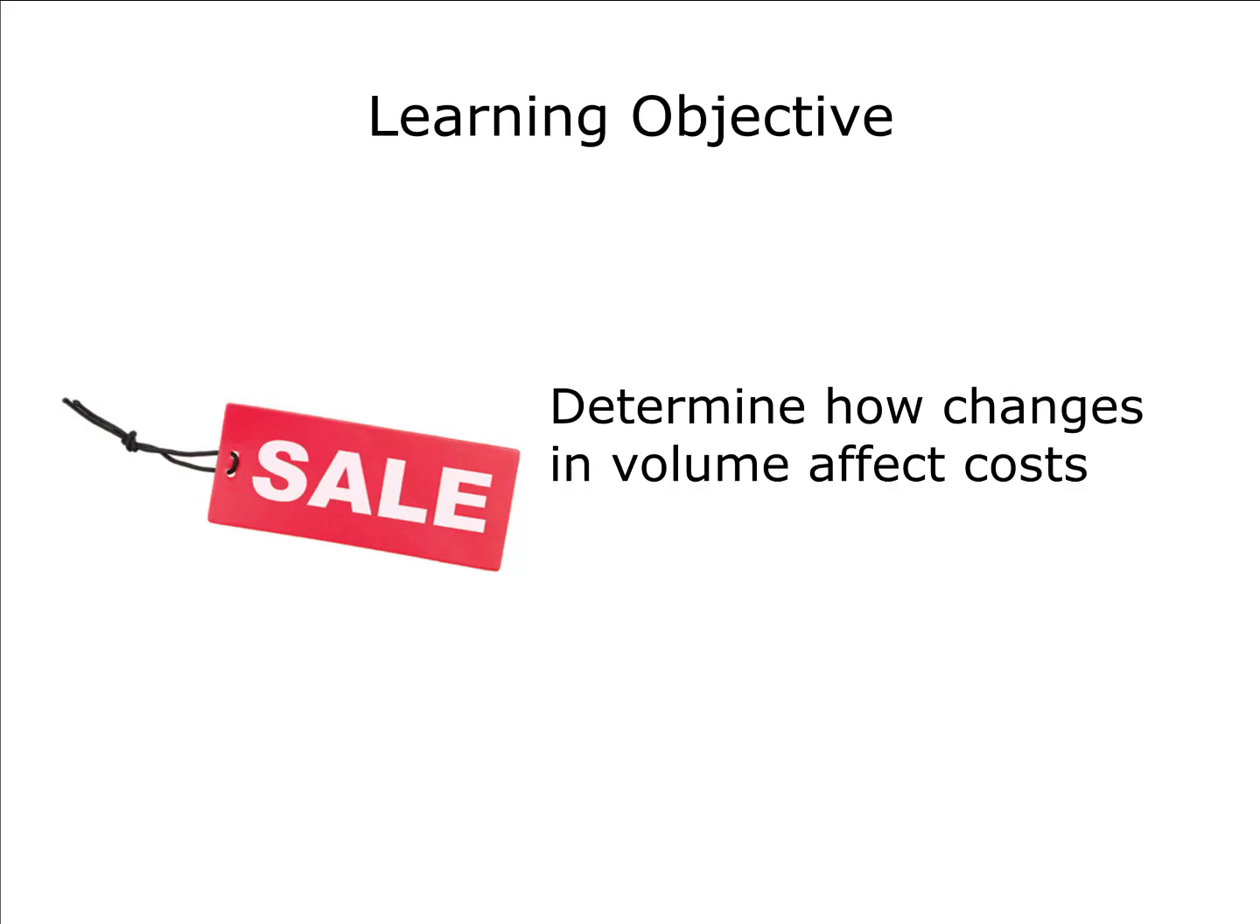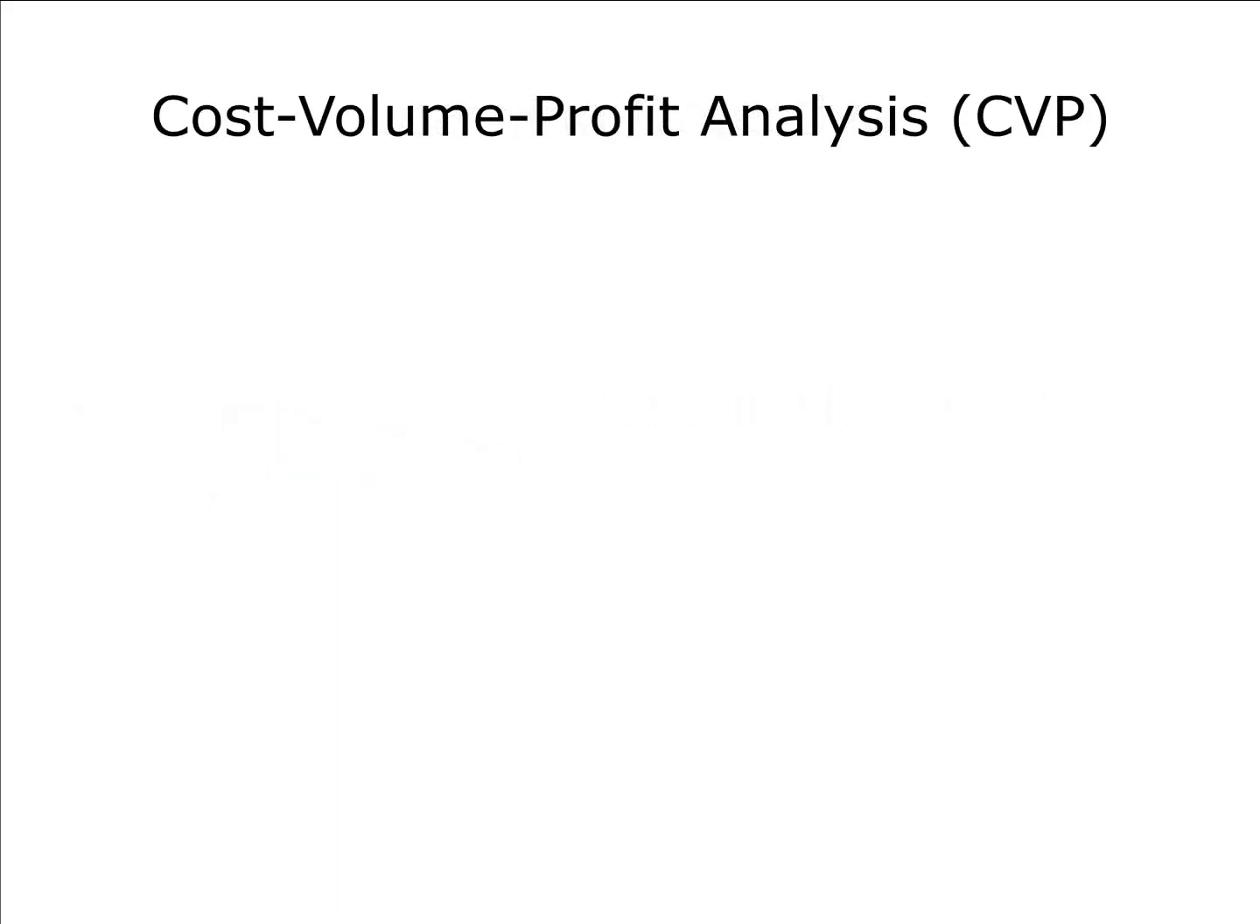The first learning objective is to determine how changes in volume affect costs. But first we have to define three types of costs: variable, fixed, and mixed. The topic of this chapter is cost volume profit analysis, also known as CVP. The first question we'll tackle is, how do costs change as there is a change in volume?